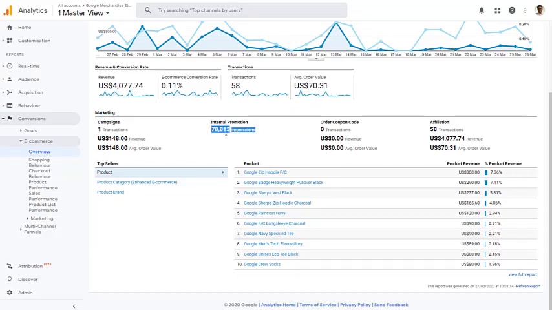Internal promotion, 78,000 such impressions. They are not capturing the click data, else you would have also seen, out of 78,000, maybe 5,000 people have clicked on it. Impression means how many times the ad was shown to the user. The internal promotion banner was shown to the user, an impression was done, 78,813 times.